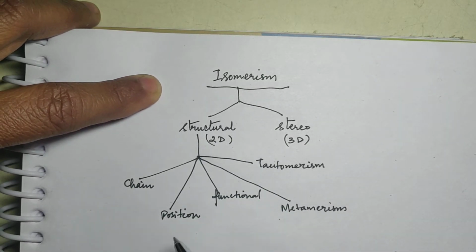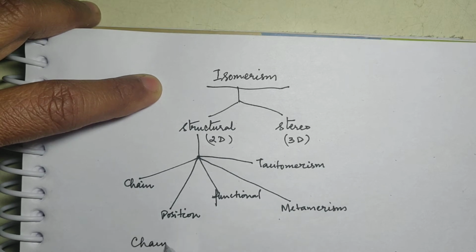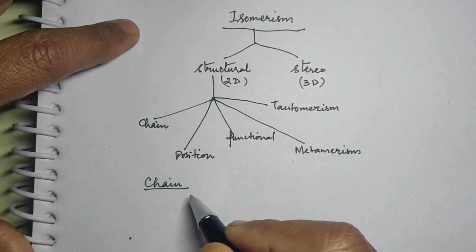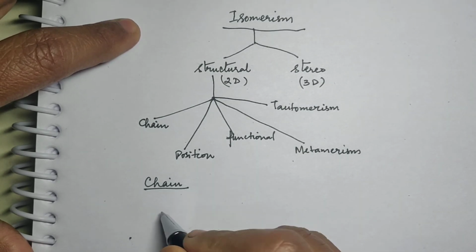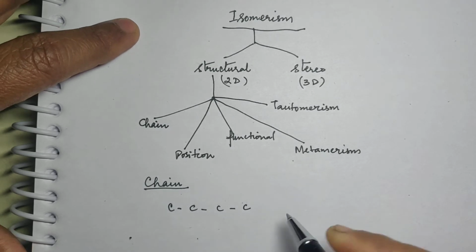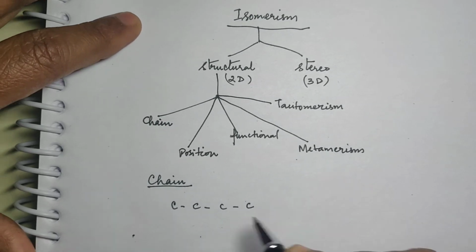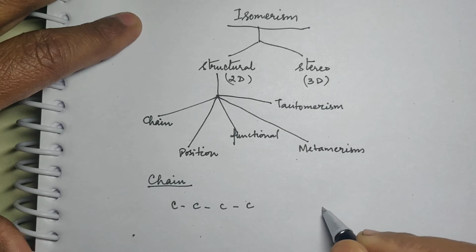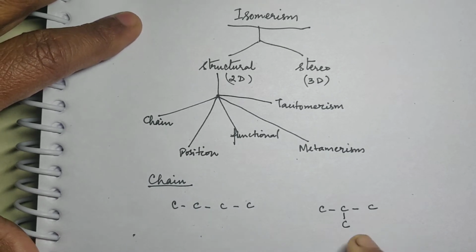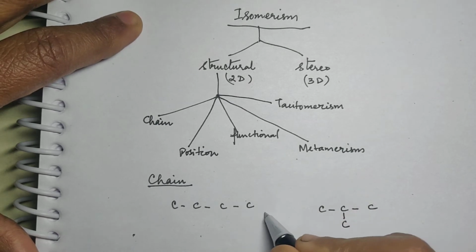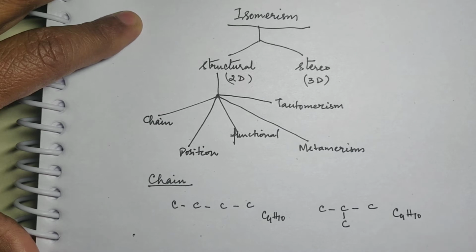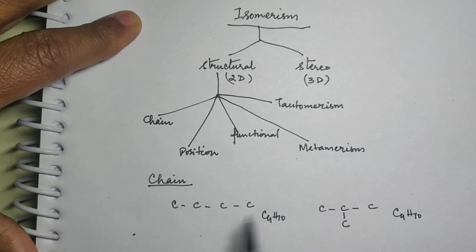Now what is chain isomerism? The name itself is suggesting that there is difference in chain length. Okay, now say for example you have, this is C4H10, that is butane. Now the same 4 carbon chain could also be written like this. The number of carbon atoms are same. This is also C4H10. This is also C4H10. You know it very well. This is isobutane. This is butane.